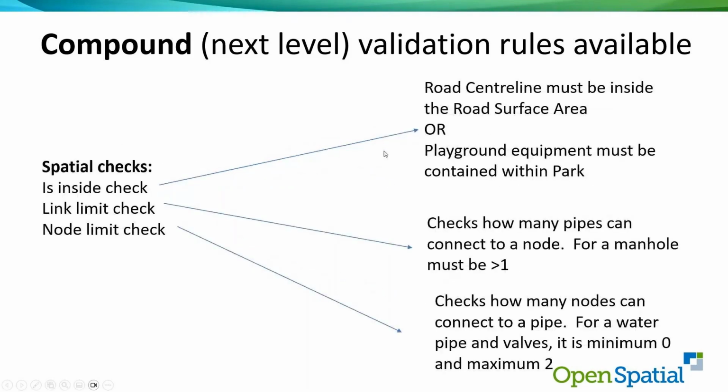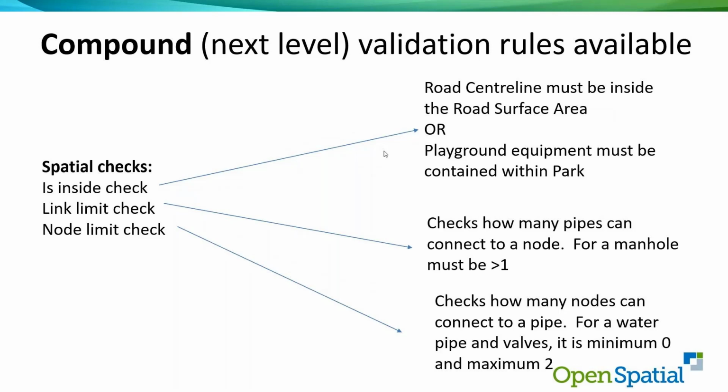For spatial checks, if we look at roads, for example, a road center line must be inside the road surface area, or playground equipment must be contained within a park, or a pump must be contained within a pump station. Where you've got one layer with a polygon and a point layer must be contained within, you can define any of those types of things. The next one, if we look at connectivity, is sewer, drainage, and water. How many pipes can be connected to a road? For example, you can't have an end cap in the middle of a pipe typically.